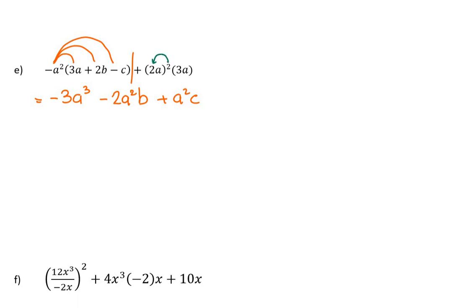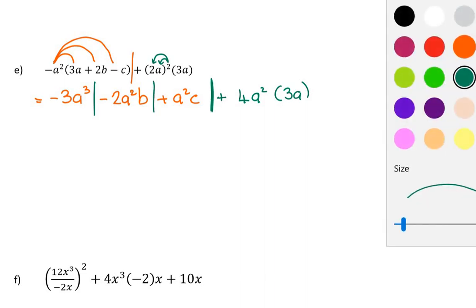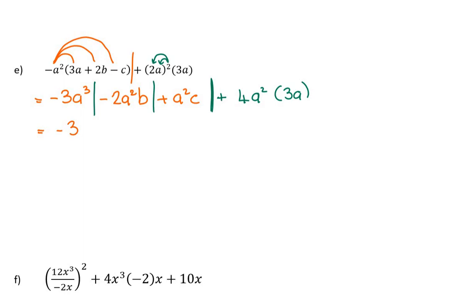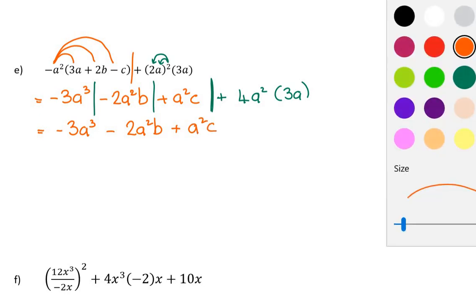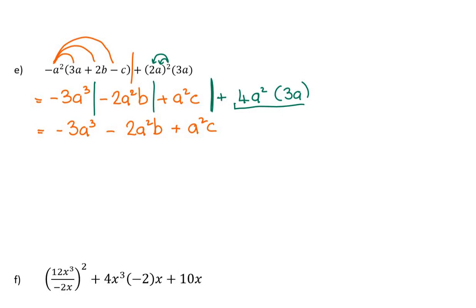I first need to do my fourth law of exponents, which is distributing that exponent. So that is 4a squared. And then I still need to multiply by 3a. So that fourth term now, what is now a fourth term, is still not simplified. So my first 3 terms are actually simplified, and my fourth term isn't. So I still have my minus 3a cubed, my minus 2a squared b, my plus a squared c. But this last term now needs to be simplified. And 4 times 3 is 12, and that's a cubed.